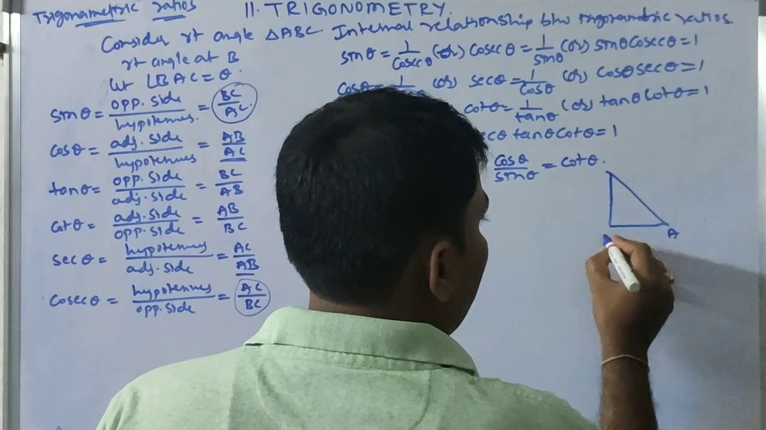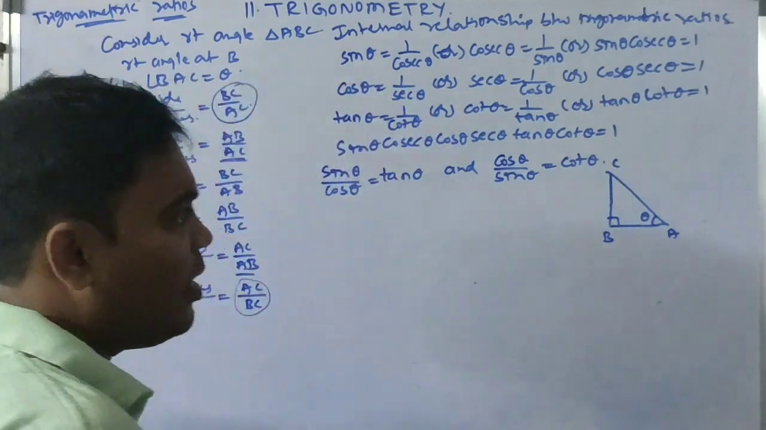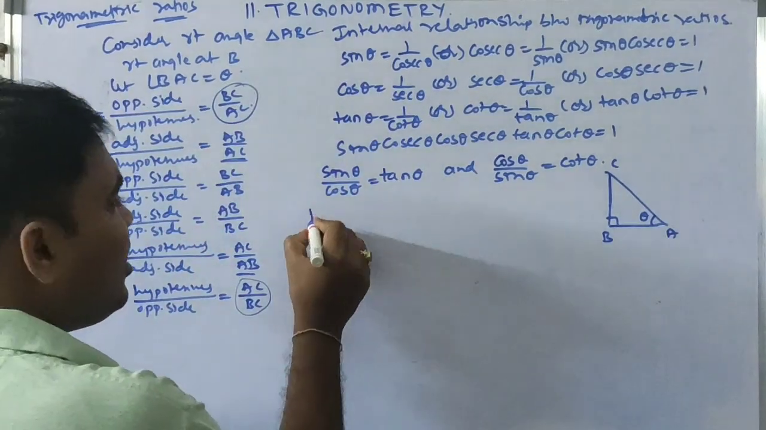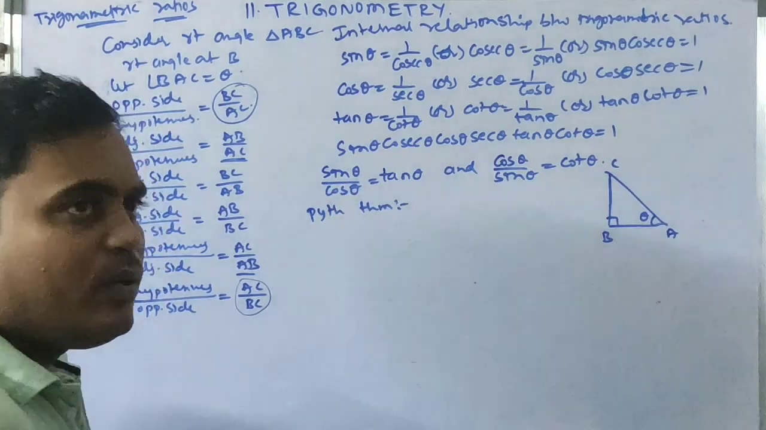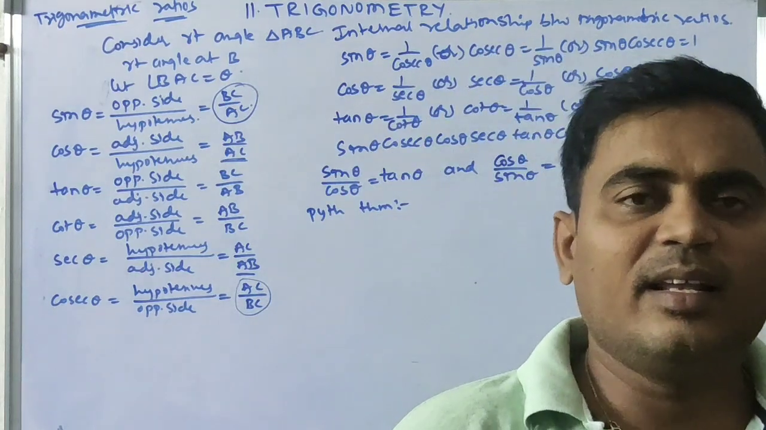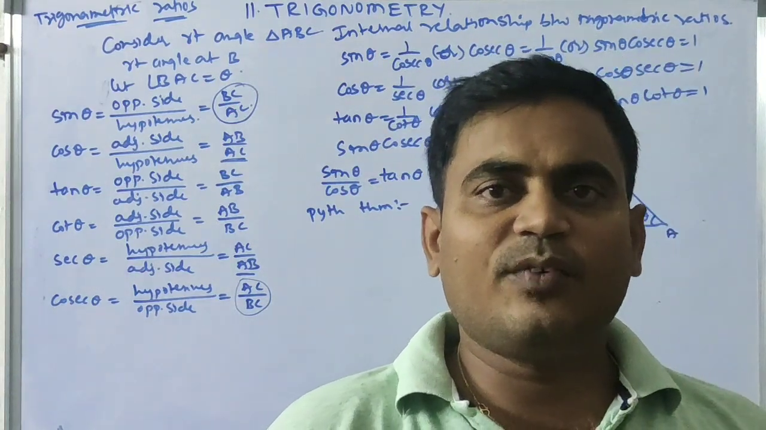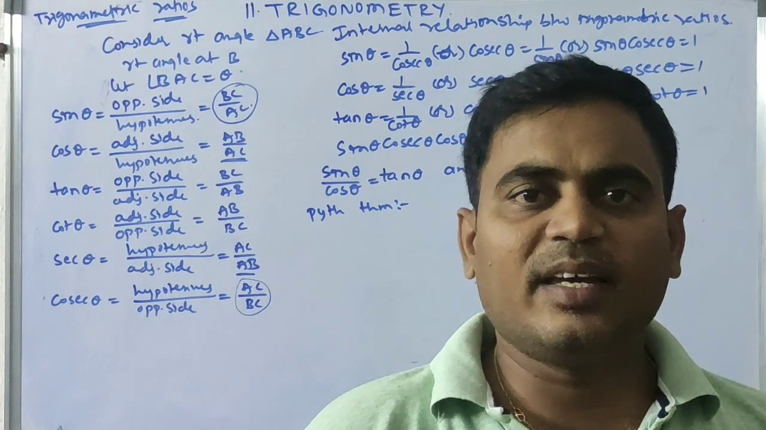So ABC is a right angle triangle, and I am taking angle theta. What is Pythagoras theorem? In a right angle triangle, the sum of squares of two sides is equal to the square of the third side. It is called Pythagoras theorem.